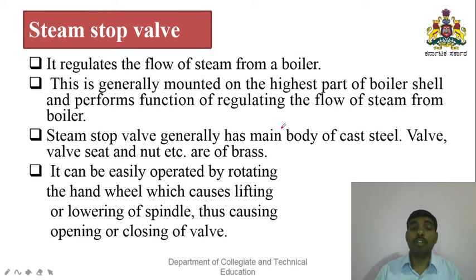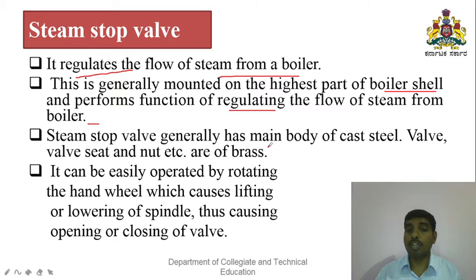Next, move on to the steam stop valve. This is one major device to cut off. This is a major entrance. You can say this is a gate for steam to flow out of the boiler for various applications. It will regulate the flow of steam from the boiler for the steam turbine or for different applications. This is generally mounted on the highest part of the boiler shell and performs the function of regulating the flow of steam from the boiler. So regulation is the only major criterion of the steam stop valve.